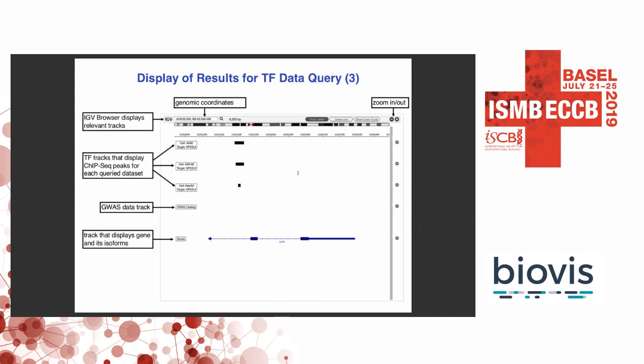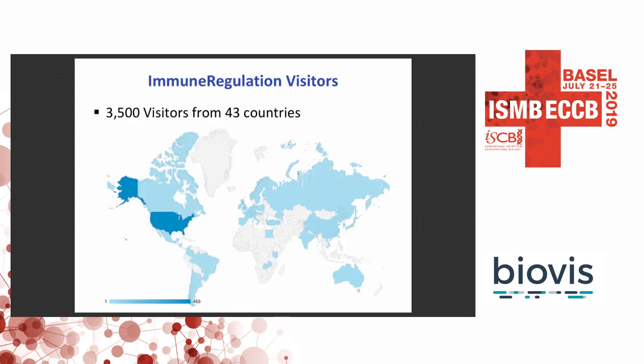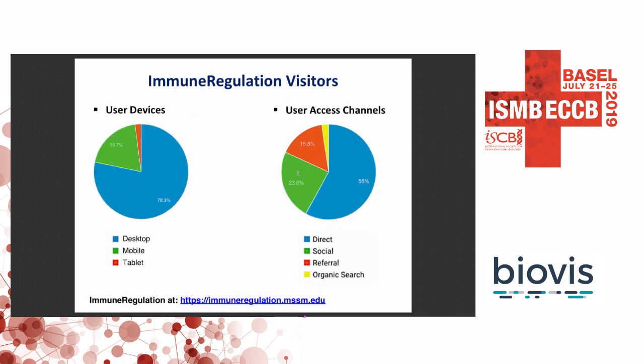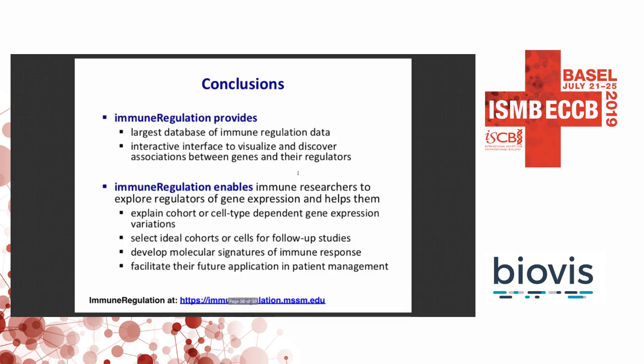So ImmuneRegulation, for the last 6 months, has had 3,500 visitors from 43 different countries. We developed it in the US, so I guess most users are from the US, but it's also used around the world. Most people are accessing ImmuneRegulation through their desktops, and some through their mobile devices, even though we developed it mainly for desktops. They usually look at it directly, and some go through social media, etc.